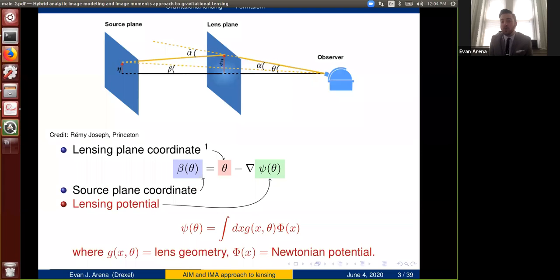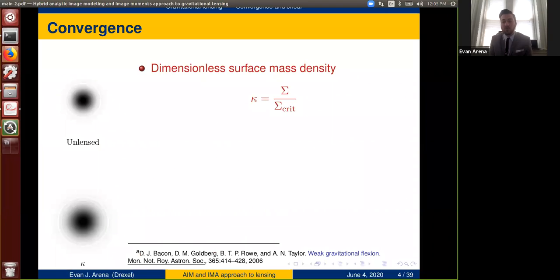These coordinates differ by a deflection angle, which we can understand as the gradient of the lensing potential. The lensing potential is the two-dimensional analog of the Newtonian gravitational potential integrated along the line of sight. So here we begin to see how gravitational lensing is a probe of the underlying matter distribution. So what happens when we start taking derivatives of this potential? We get lensing effects. The first of which is known as convergence.